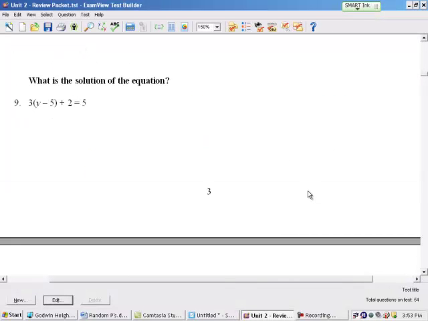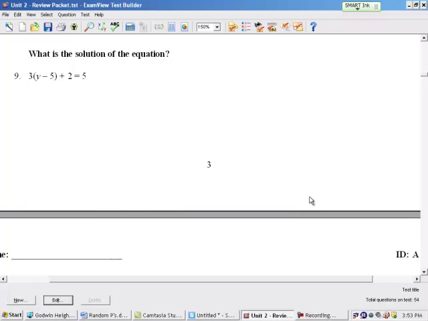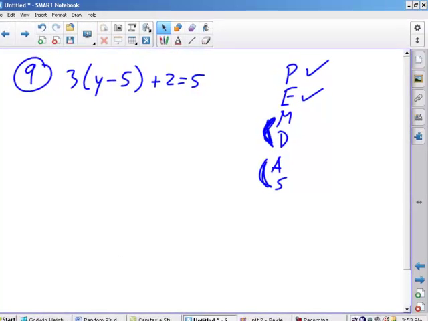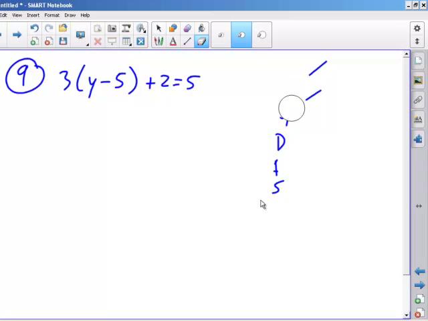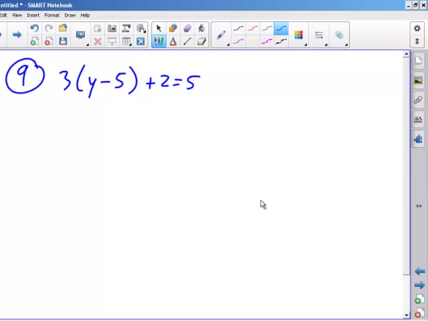All right, now what I'd like to do is number 9. And number 9, as I write this on my other page here on Smart Notebook, you would not be using this PEMDAS that you see written from the previous problem. What you would do is follow your steps. And your steps are clear fractions and decimals, and then distribute. And I need to distribute 3 times y, 3 times negative 5. That gives me 3y minus 15 plus 2 equals 5.